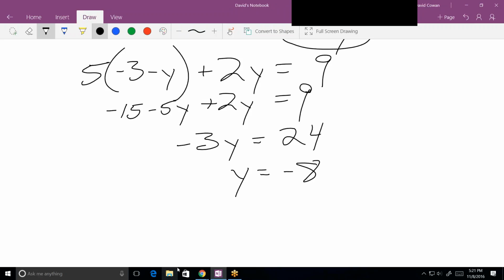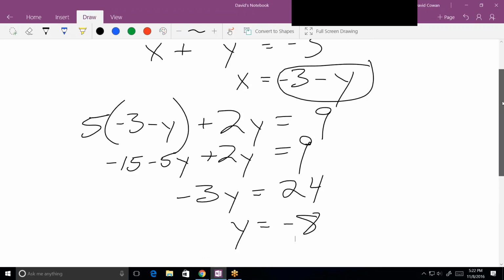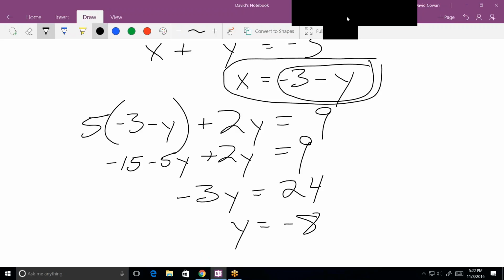Okay. And of course, we'd have to still solve for x. Well, go to the one that is the easiest to solve for x, which is that one right there, right? Yeah, and then you replace negative y with plus 8, so x equals negative 3 plus 8. Good. X equals 5. Good.